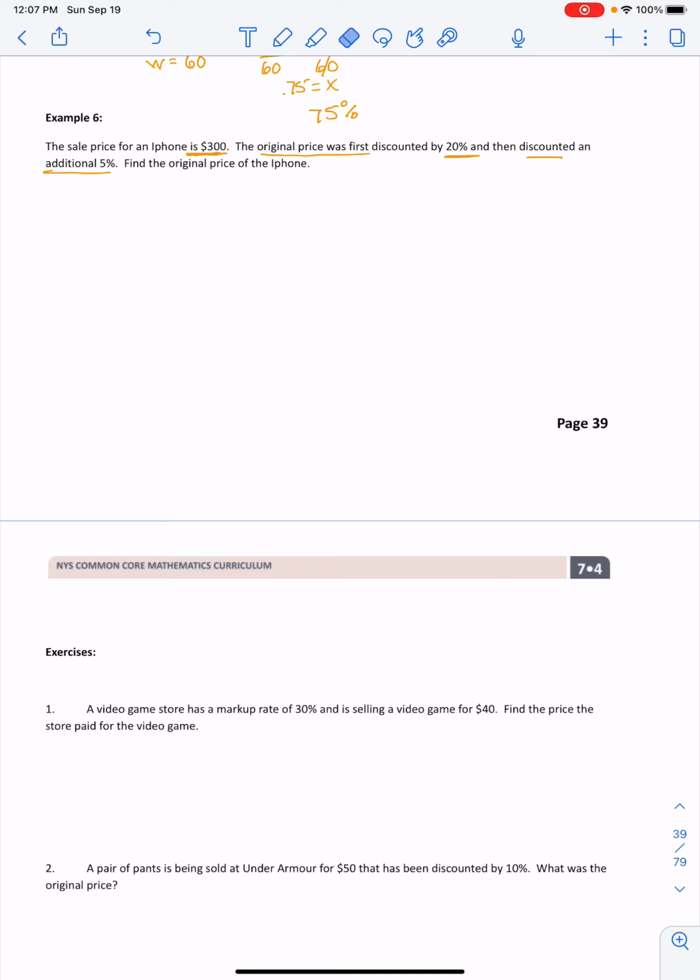Well, what this means is we actually have to do our percent problem twice. And the reason that we have to is because we have to do the additional 5% first, then our 20%. Because if you look at this, what we did was we took that $300, okay? We had our sale of the 20%, and we got our sale price.